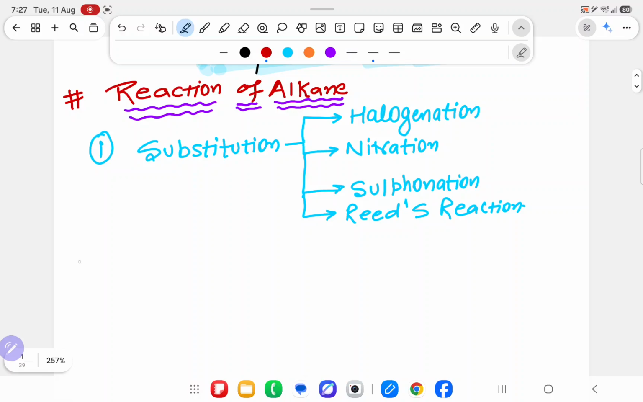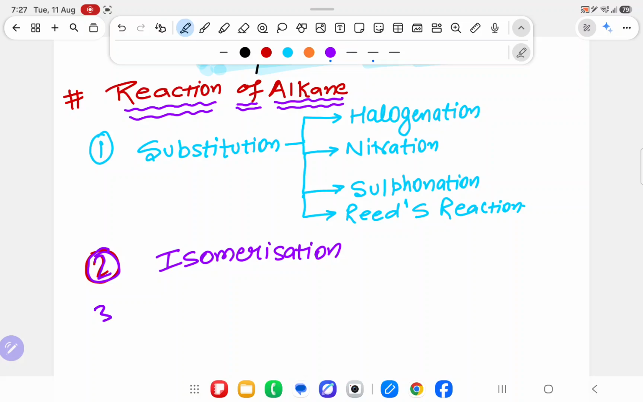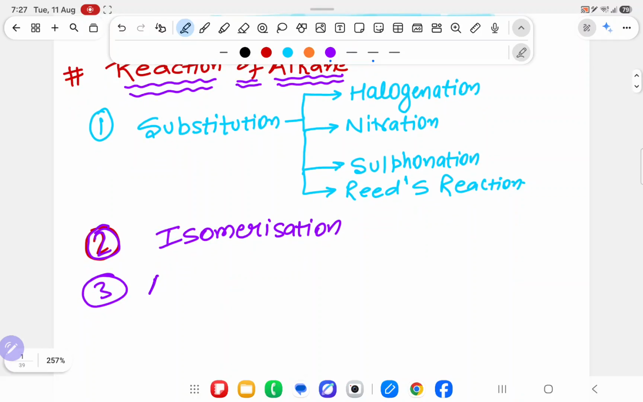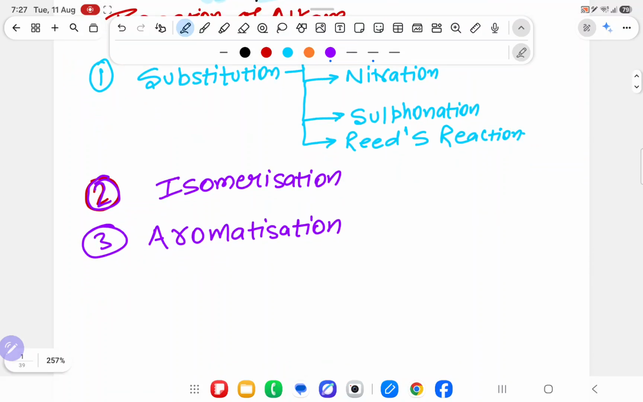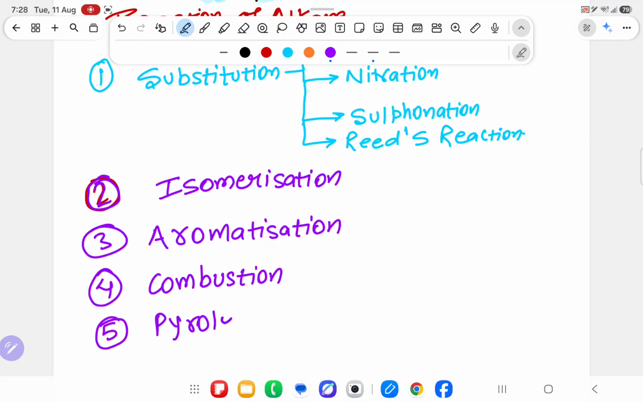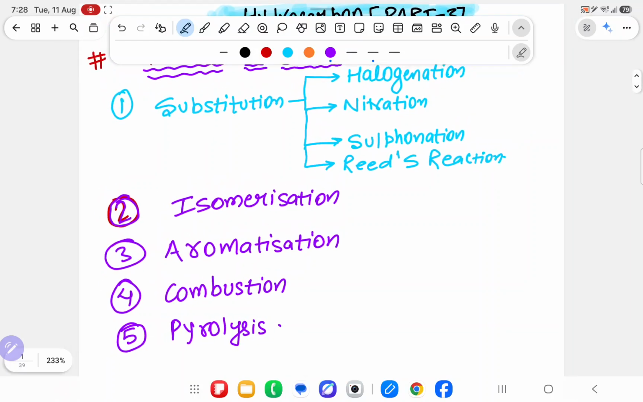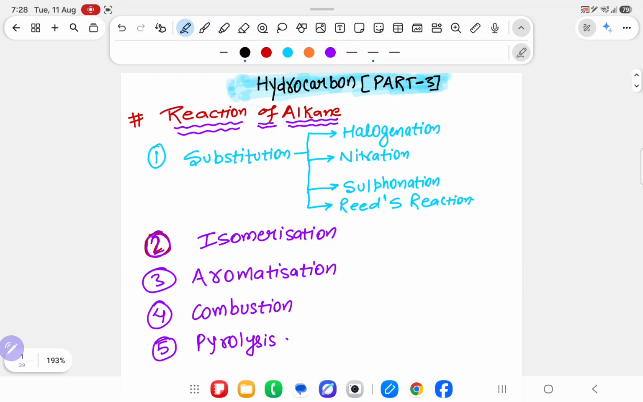After completing substitution, we will go with the next part of the topic in alkane only. Substitution has those subtopics, and the second topic I will teach you is isomerization. After completing isomerization, the third topic I will teach you is aromatization. After that, the fourth topic is combustion. After completing combustion, I will teach you the fifth topic, that is called pyrolysis.